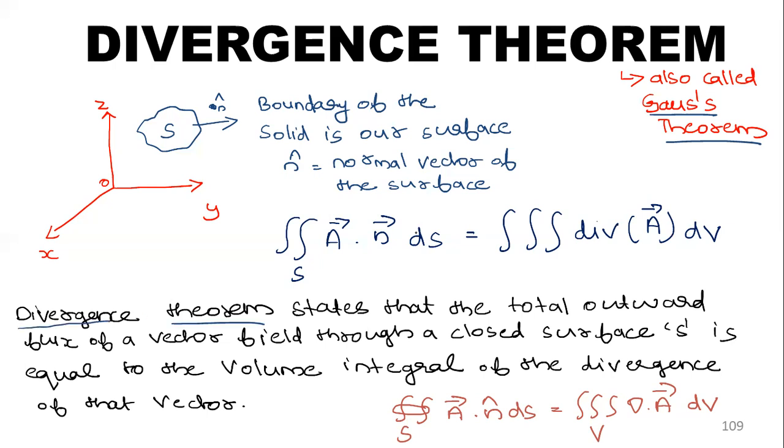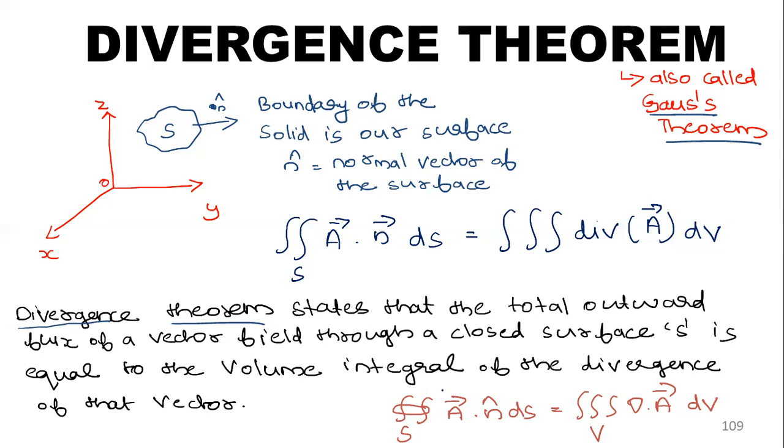So you can get a question, state and prove divergence theorem. Maybe if they are asking more theory questions, you will get a question, state and prove divergence theorem, or state and prove Stokes theorem. So this is a statement. Now we are doing the statement and understanding the physical meaning. Divergence theorem states that the total outward flux of a vector field through a closed surface S is equal to the volume integral of the divergence of that vector.